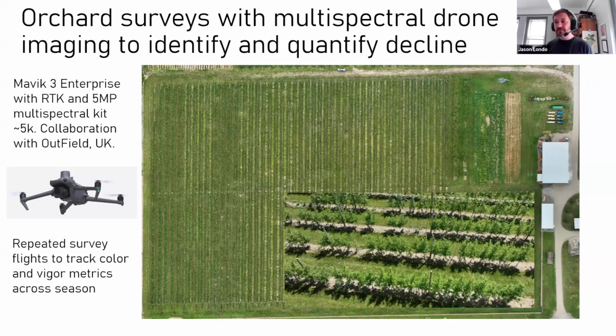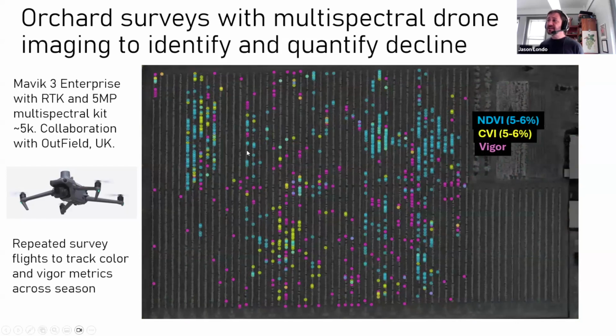Here's just some imagery of what the drone is able to capture. We can very clearly see spots in the orchard where trees are in decline or have already died. We're using different vegetation indices, basically how green are the leaves, to identify trees that look like they might be weak. We're also trying to characterize vigor.